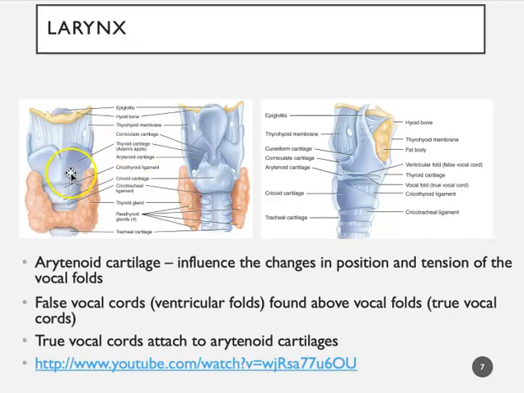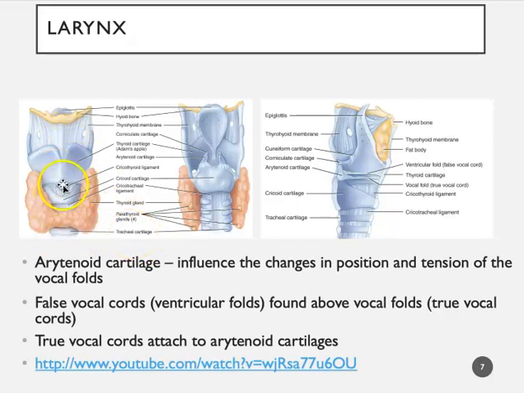It's more prominent in men. However, women have it as well. It's just it doesn't stick out as far usually. Then we have what's known as the cricoid cartilage down here. And then the rest of these cartilages are just called tracheal cartilage or tracheal rings.